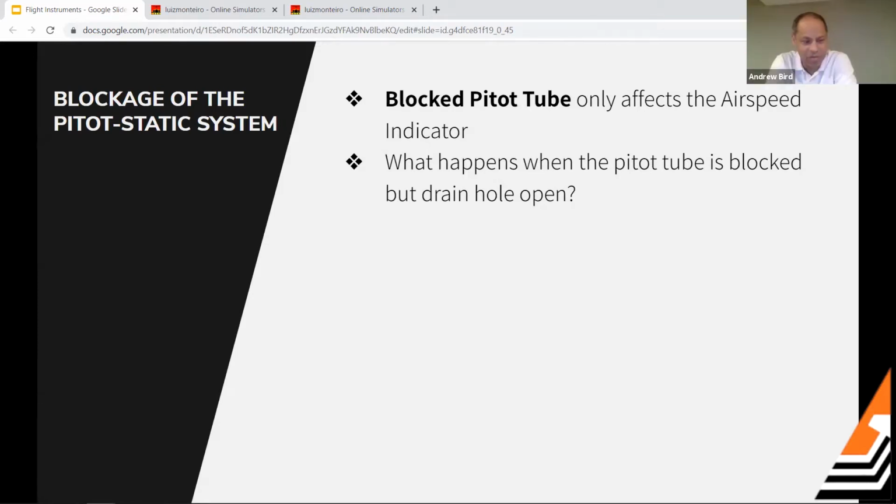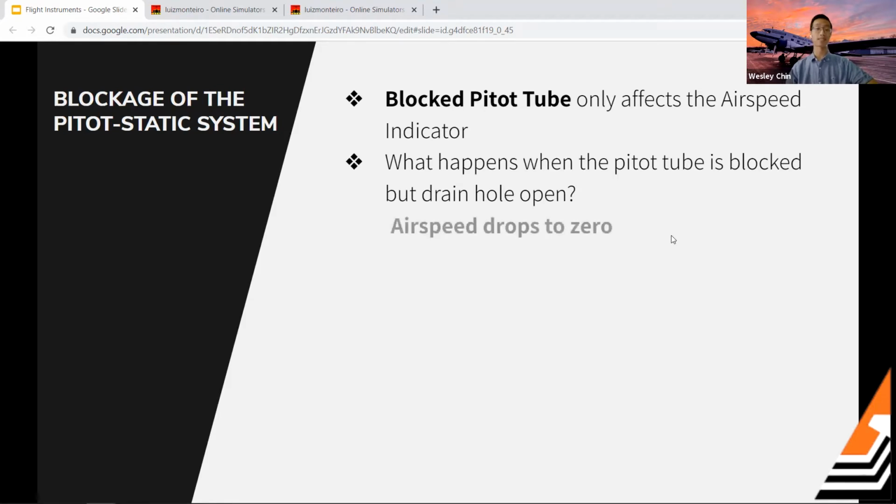It would be a static air. Right, so you're only going to get static. So what's going to happen is the airspeed indicator will actually just drop to 0. So airspeed is going to go right to 0. Cool. So now let's take the next scenario.